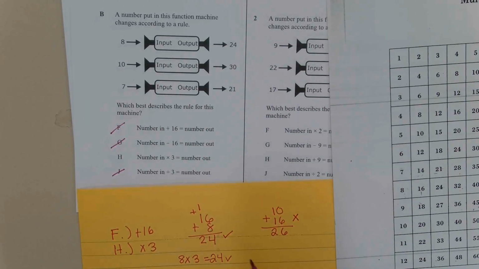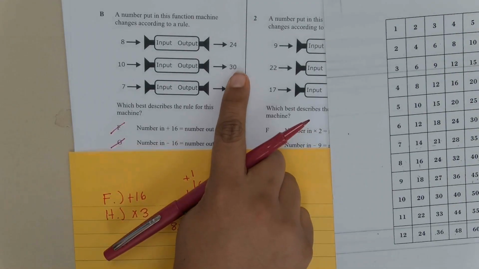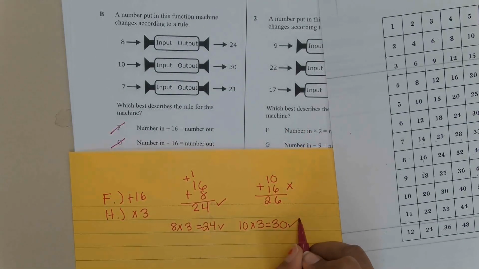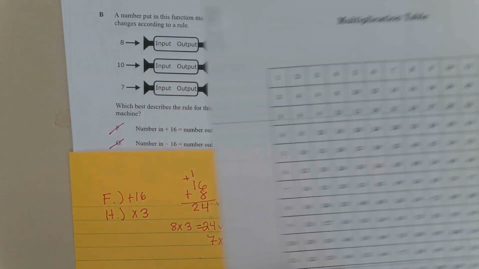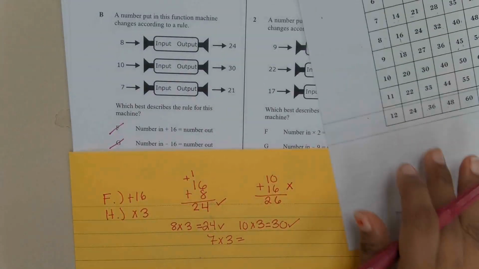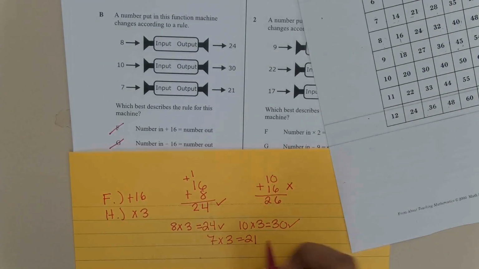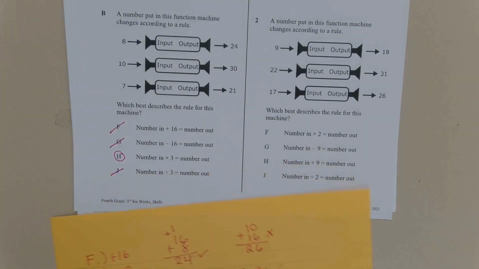Then I'm going to do 10 times 3. Well, I know my 10, so 10 times 3 is 30. And does that match what I have here? Yes. Now, lastly, let's do 7 times 3. Over here it says it should equal 21. Well, let's check. 7 times 3, 1, 2, 3 is 21. So this one is correct as well. So my answer should be H. Go ahead and do the rest on your own.